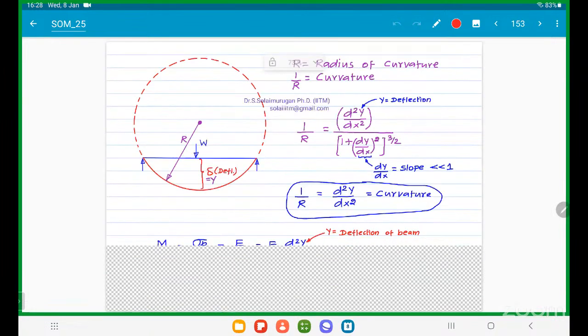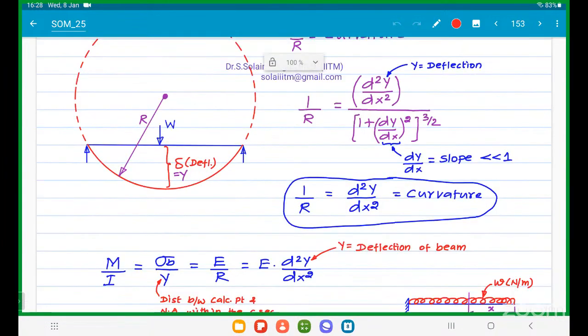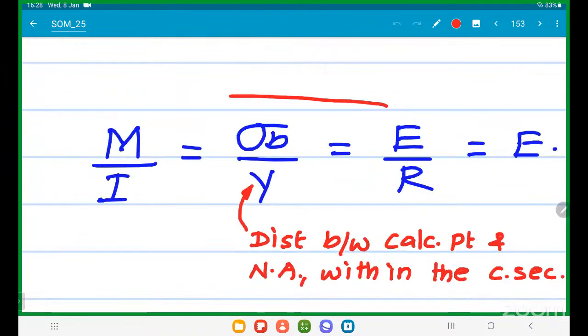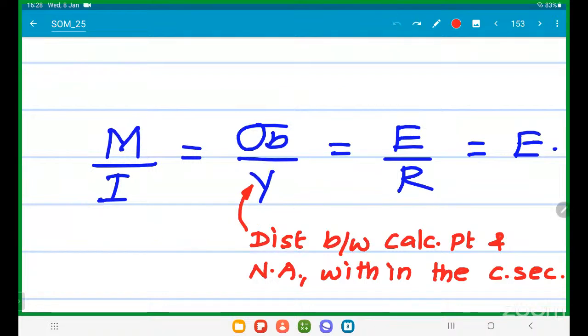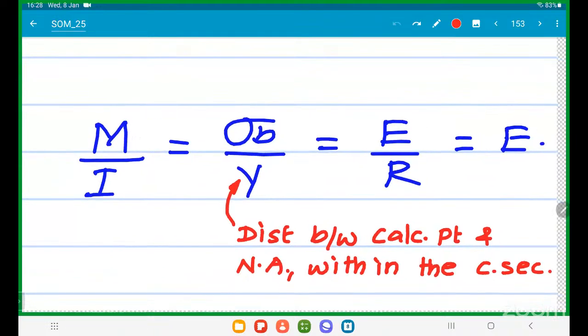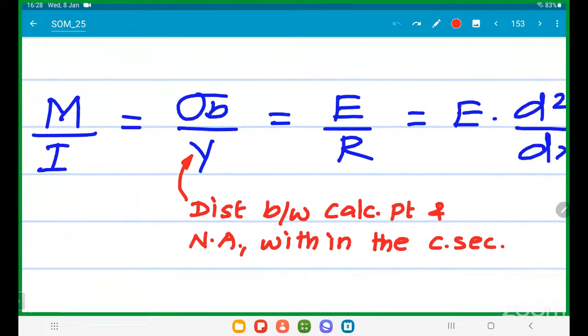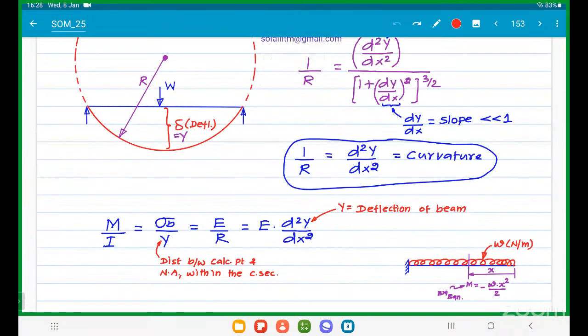So before going to that, what is this equation? Euler's bending equation. Correct? Sir, what is this y? Distance between the calculation point and the neutral axis in the cross section. Then r, what is r? Sir, radius of curvature. 1 by r is curvature. Okay, very good. R is radius of curvature, 1 by r is curvature.